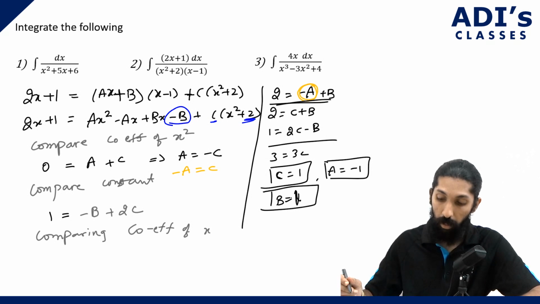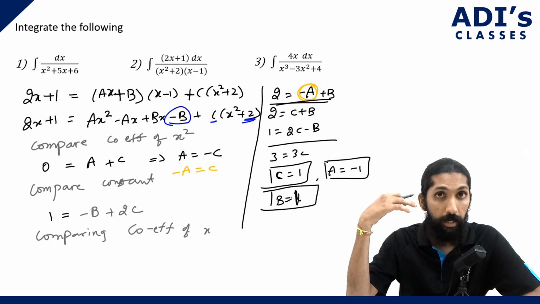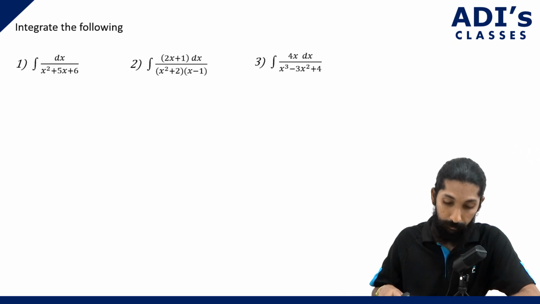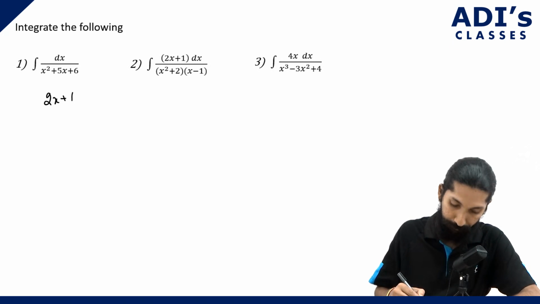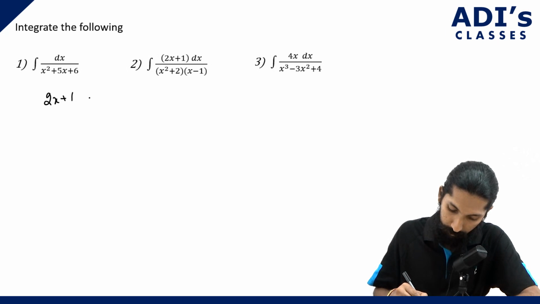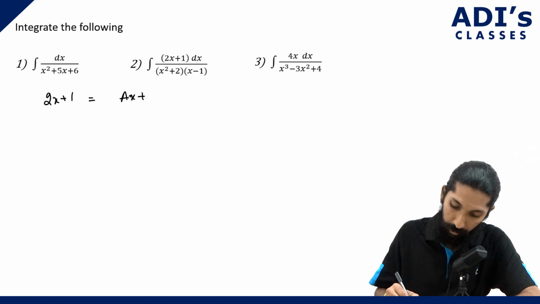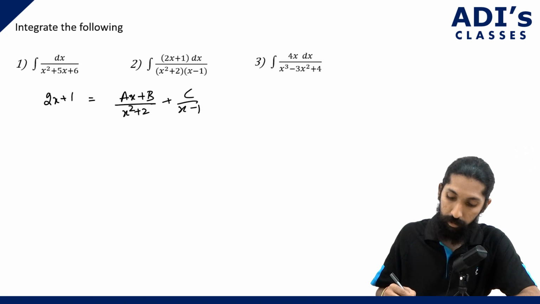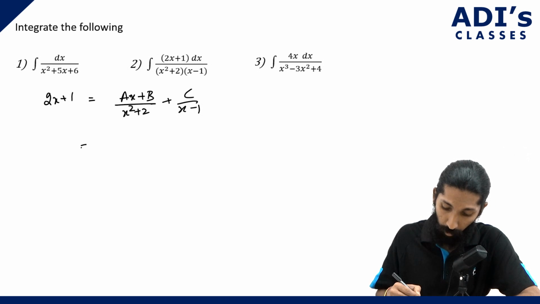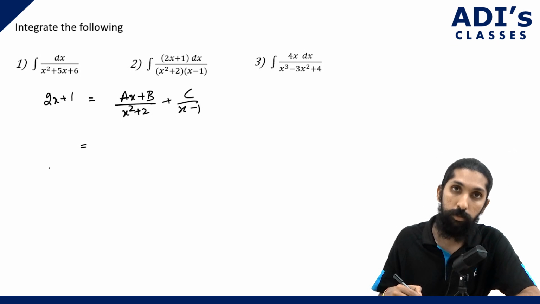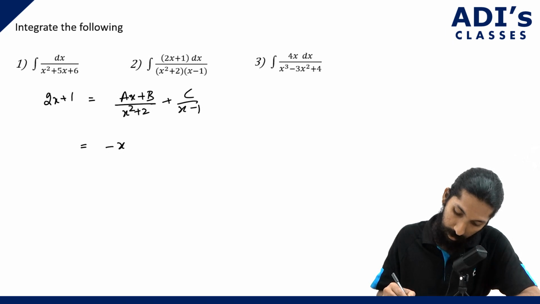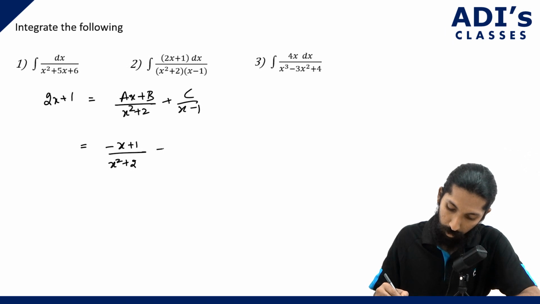Right? Now let's do the third part, that is the integration part. Now let's do the math. So what you have now? You have 2x plus 1 by whatever the denominator. You have ax plus b by x square plus 2, plus c by x minus 1. Alright. Now we got the value of a, b and c. C and b are 1 and 1 and we got a as minus 1. So minus x plus 1 by x square plus 2.